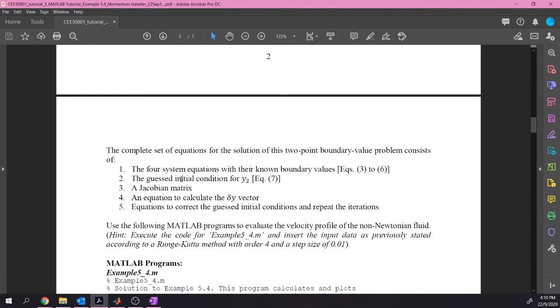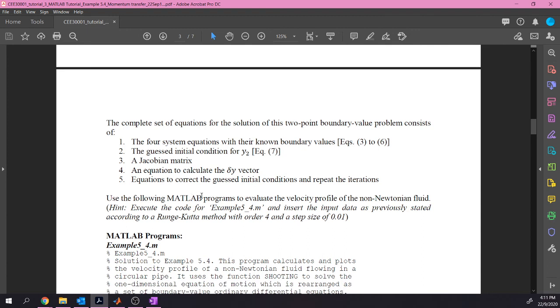So the complete set of equations for the solution of this two-point boundary value problem consists of the four system equations with their known boundary values, equations 3 to 6, the guess initial condition for y2, equation 7, a Jacobian matrix, an equation to calculate the delta y vector, and equations to correct the guess initial conditions and repeat the iterations. So we will use the following MATLAB programs. I have uploaded the file in your Canvas, so you just have to download it and save it into your MATLAB files.